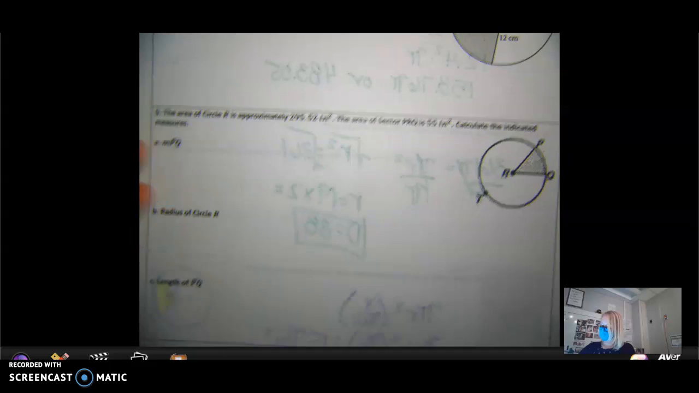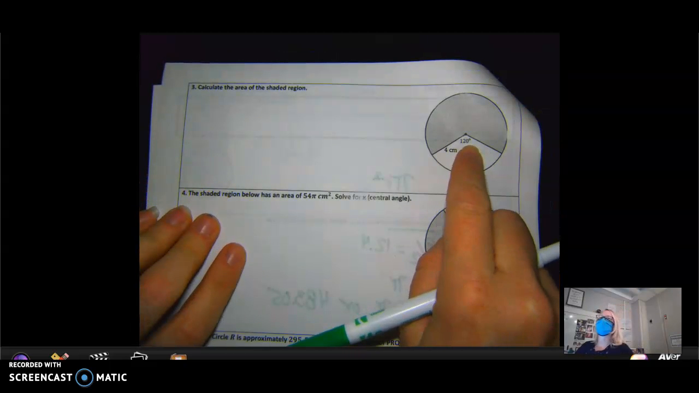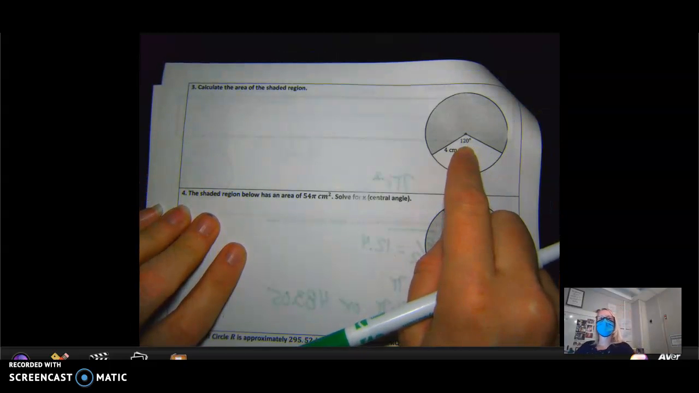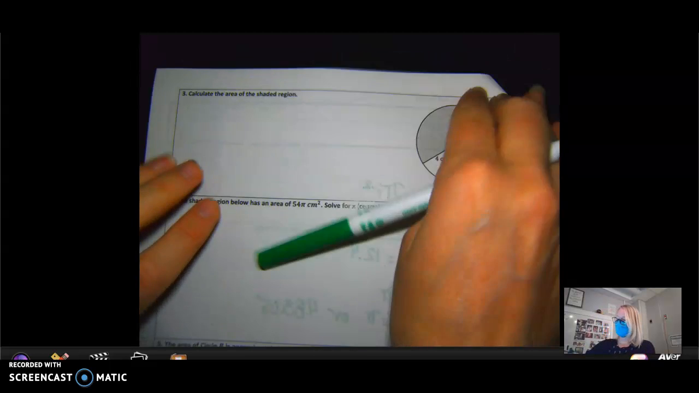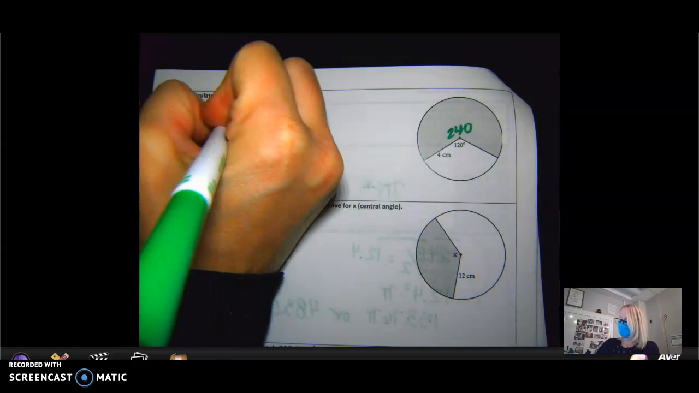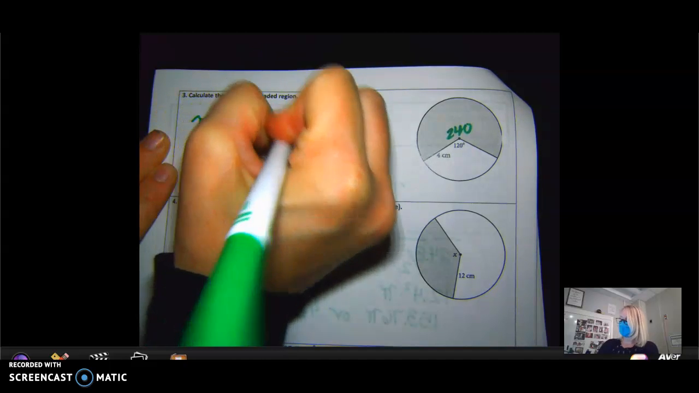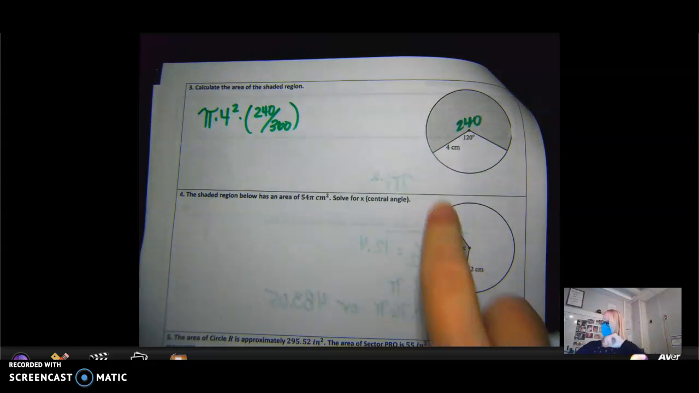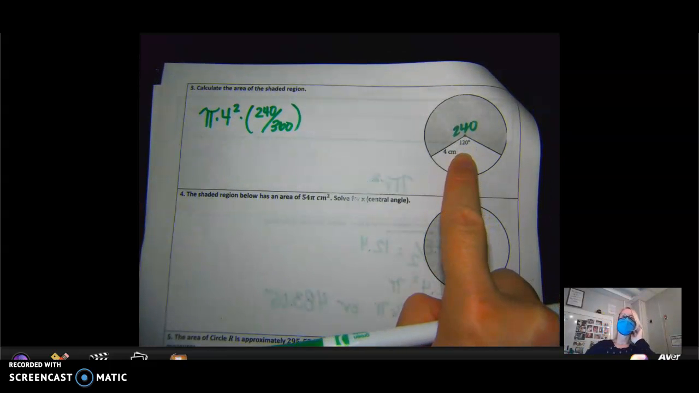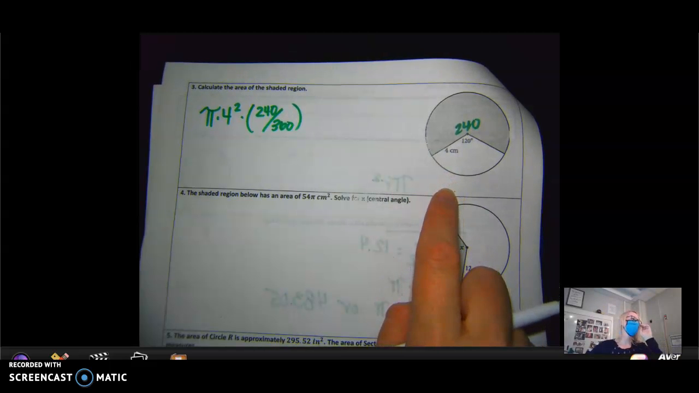Go ahead and try number 3 and number 4 on your own. Okay, calculate the area of the shaded region. They gave us the number of degrees in the non-shaded region though, right? So how many degrees would be in the shaded region? 240. So pi times 4 squared times 240 out of 360. You could have found the area of the circle and then subtracted off the area of this non-shaded area and then gotten the shaded area, or you can just do it this way. Did you guys pick up on that or not?